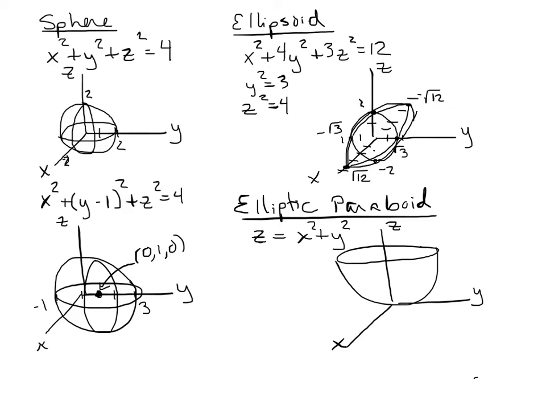Once again, we could go to those traces. When z is equal to 1, you get 1 equals x squared plus y squared. That is a circle and not an ellipse. But just like an ellipsoid, we could stretch this. Just like anything else, we could center it not at the bottom being at 0, 0, 0. Okay, a couple others here. That was the elliptic paraboloid.